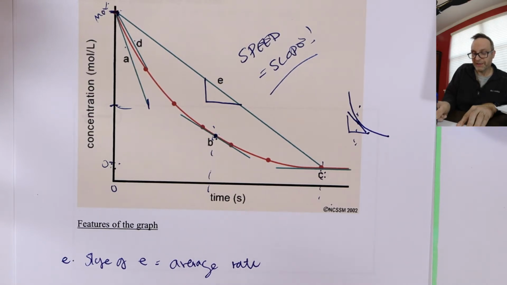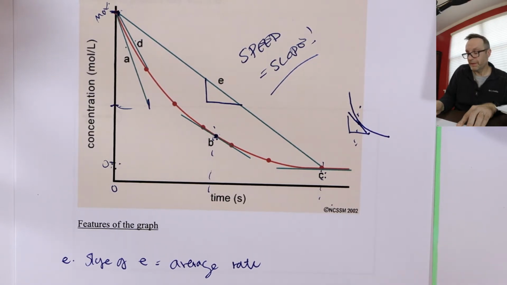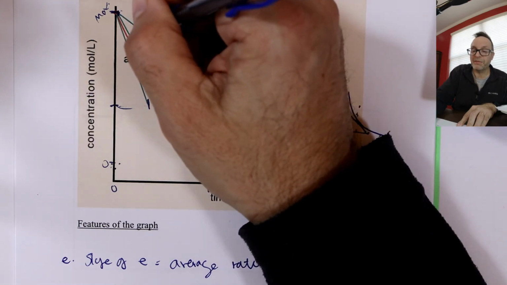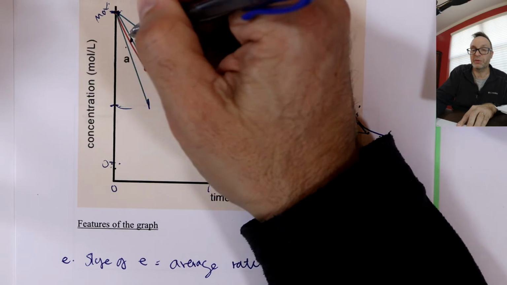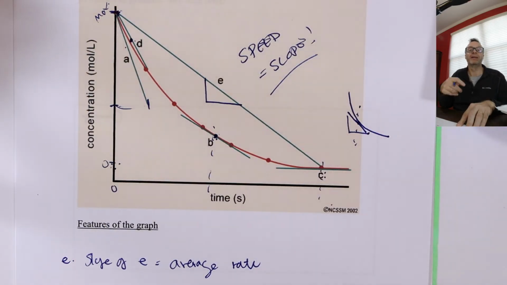Instantaneous rates at times B, C, and D. D's kind of, if you think about it, D's kind of trying to go there, isn't it? So D is kind of, you've picked two points and gone between them. We'll talk about the math of how you choose what the slope is measured at, right?